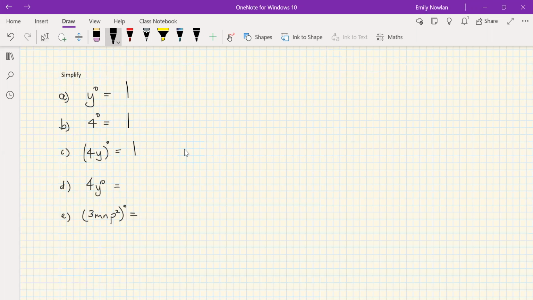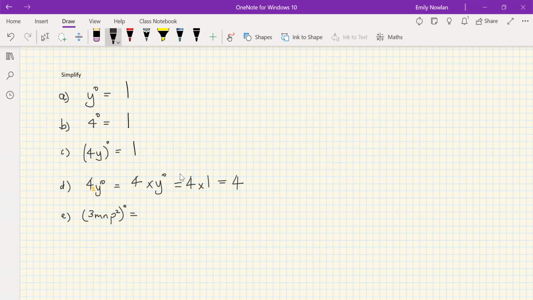Okay, this is one that people have to think a little bit more on. It says 4y to the 0, but only the y is raised to the 0. What's between the 4 and the y? There is a times sign written in there. So this question is actually saying 4 times y to the 0. So that's actually saying 4 times 1, which is 4. That one's slightly different. Let's have a look at E.